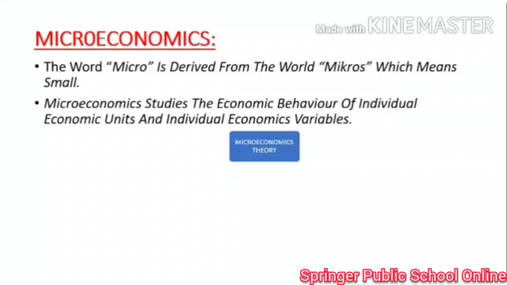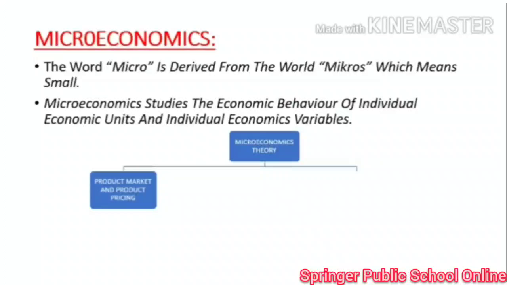Instead of studying the whole economy, we pick up small units of the economy and study the economic behavior of this part. The entire subject matter of microeconomics can be divided into three important parts. Number one, product market and product pricing; factor market and factor pricing; and welfare economics.